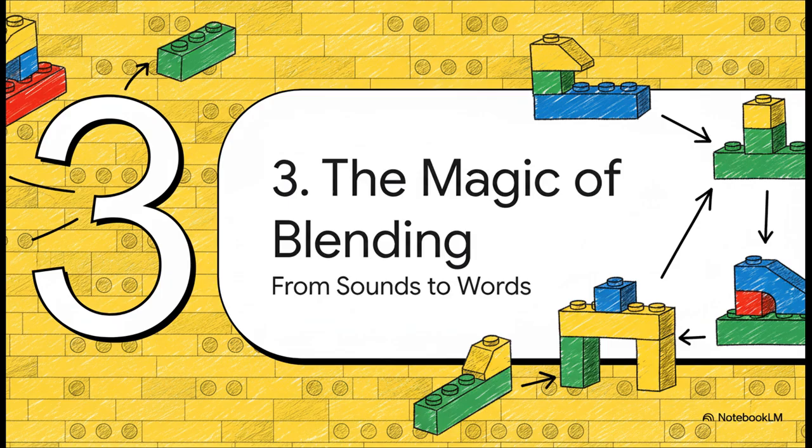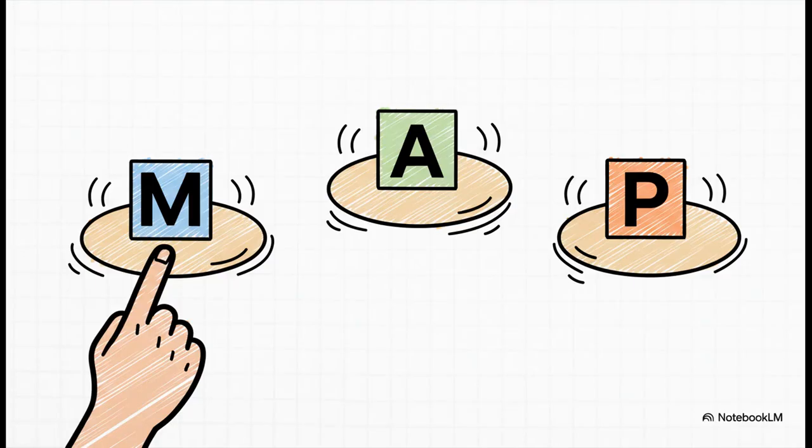Okay, so our learner now knows a few individual letter sounds. This is kind of like having a handful of Lego blocks. They're cool on their own, but the real magic, the fun part, happens when you start clicking them together. This next step is called blending. So the teacher lays out the letters, but she doesn't say the word. She just points to each one and makes its pure sound. So you hear m, a, p. Right now, they're just 3 separate, totally distinct islands of sound.